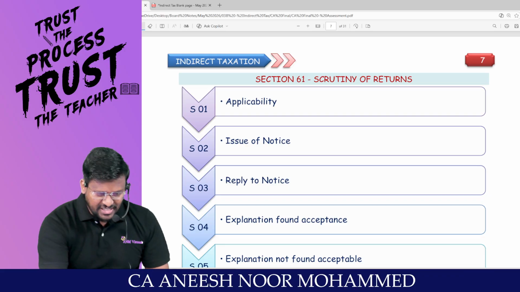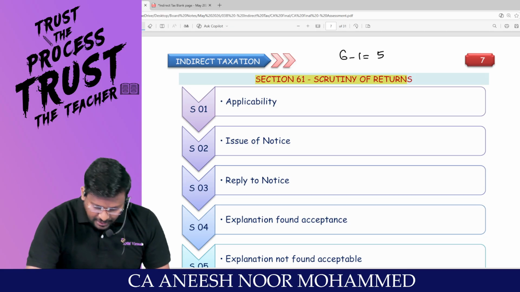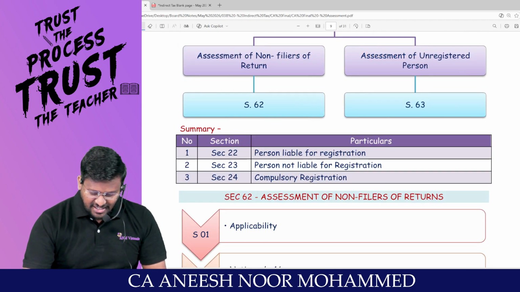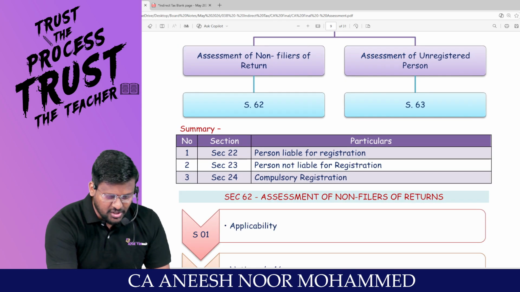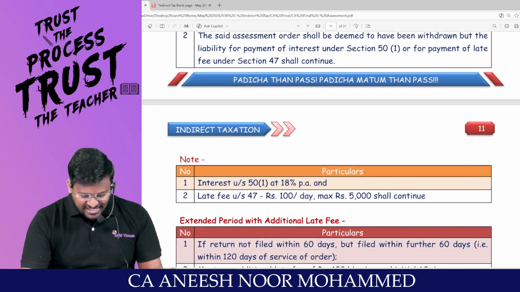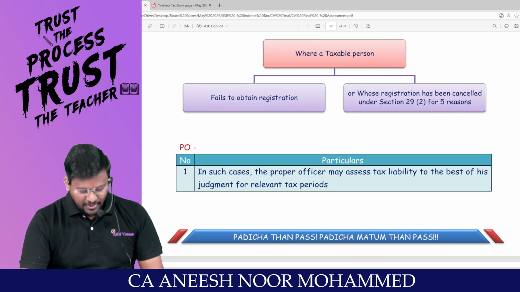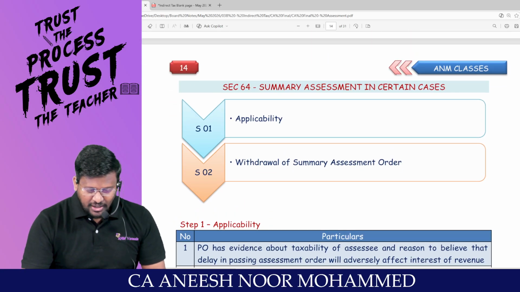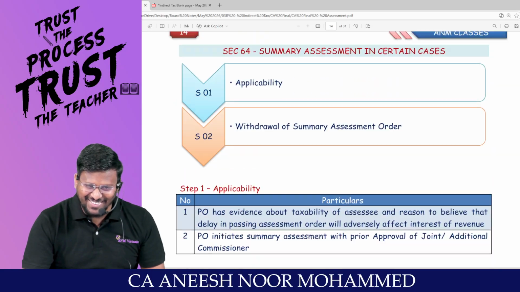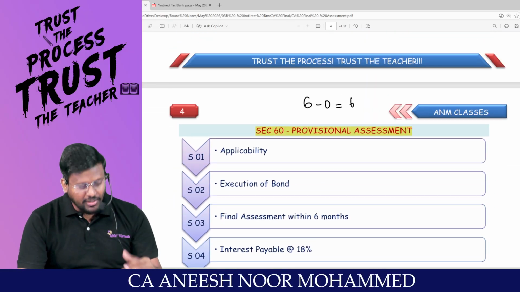My dear lovable students, section 61. Then tell me, what is 6 minus 1? That means it's a 5-step approach. Super fantastic, sir. Sir, section 62, that is 6 minus 2. That means it's a 4-step approach. Sir, next one, 63. 6 minus 3. It's a 3-step approach. Then, my dear lovable students, 64. That is 6 minus 4, 2. That means it's a 2-step approach. Are you all really with me? That's it. That means we are going to learn the assessment based upon the number itself.